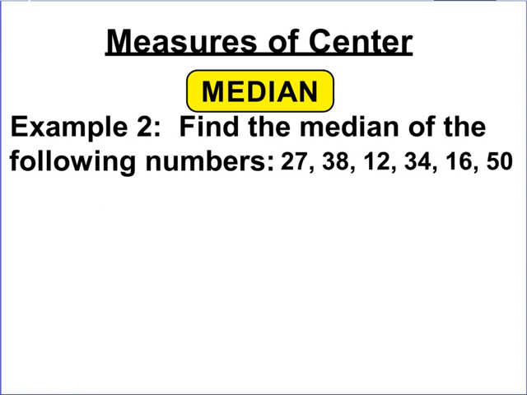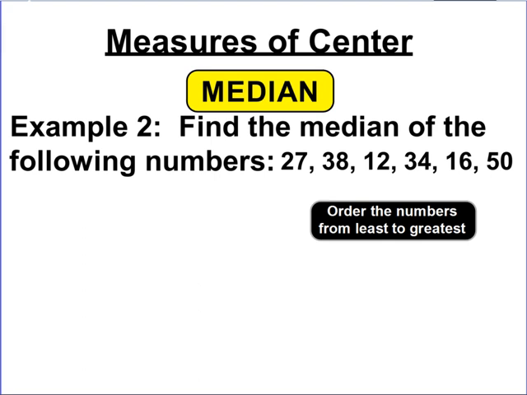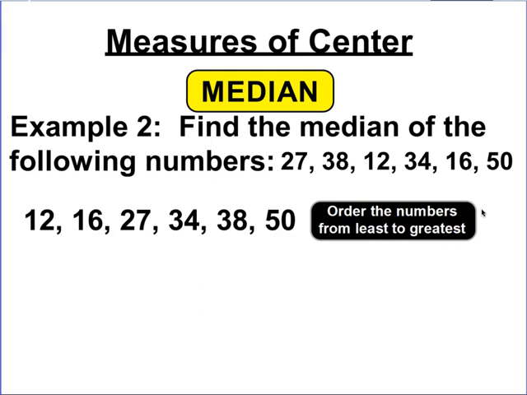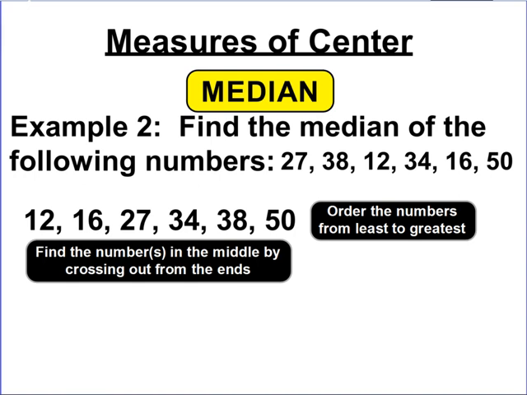Now let's try a different example. I added a number to the data set here. So let's put them in order from least to greatest first, just like so. And now find the number in the middle. So cross out from the ends, cross out from the ends. And I can't cross out anymore because if I did, there'd be no numbers left. So 27 and 34 are both in the middle.